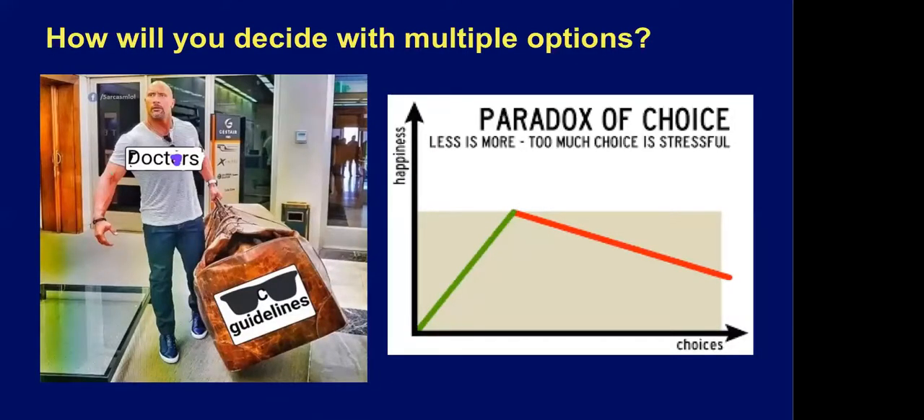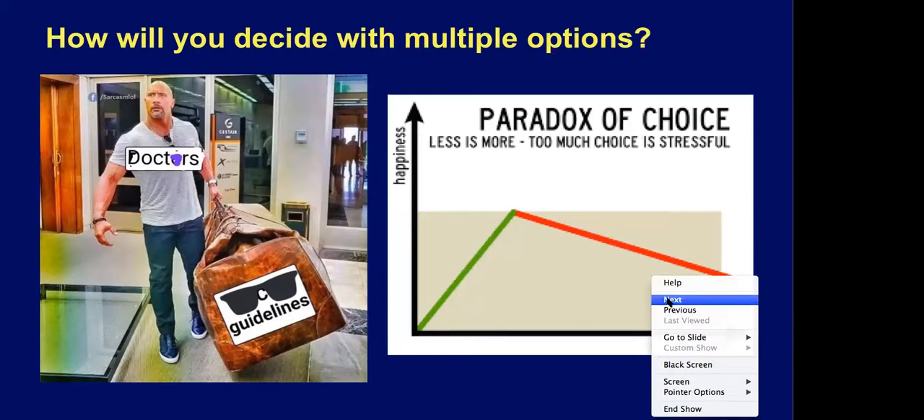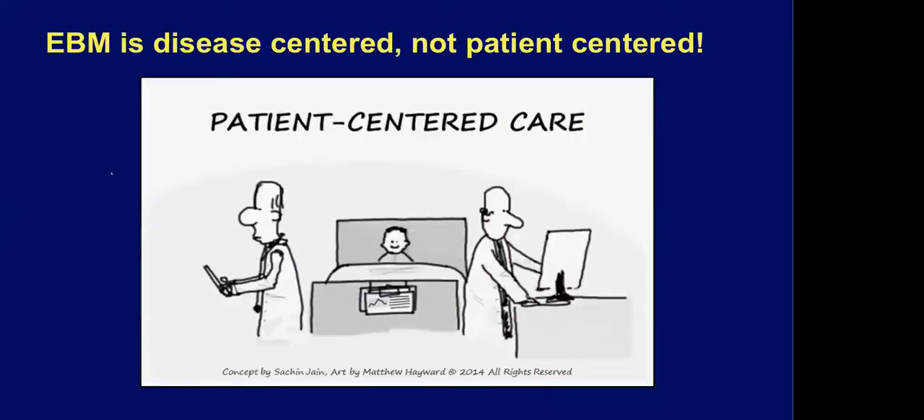Now, the other problem is the paradox of choice. Look at this. Dwayne Johnson is carrying a heavy bag full of guidelines. Now, the more the guidelines, how will you really find out which is important and applicable to your patient? And I think that's where some more expert opinion comes in. So less is more. Sometimes too many guidelines is also stressful because it doesn't help your decision making.